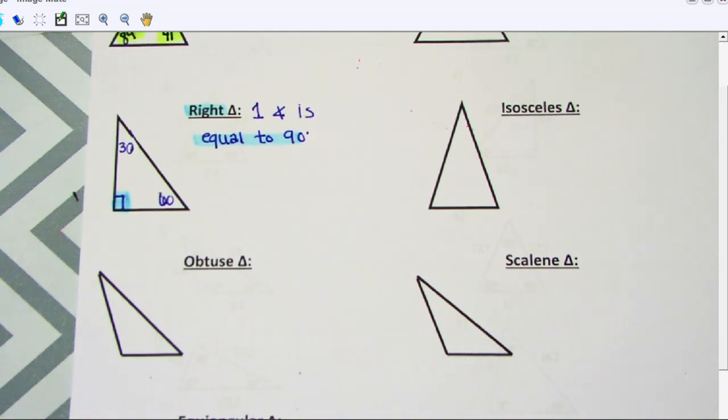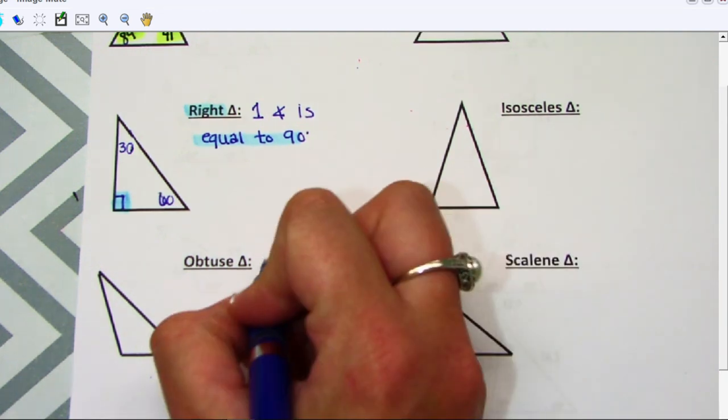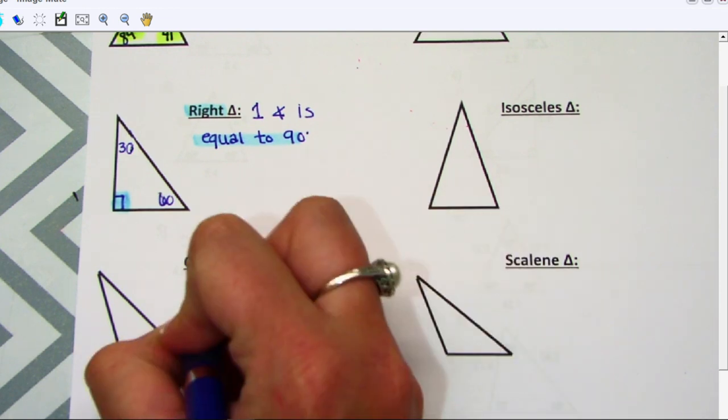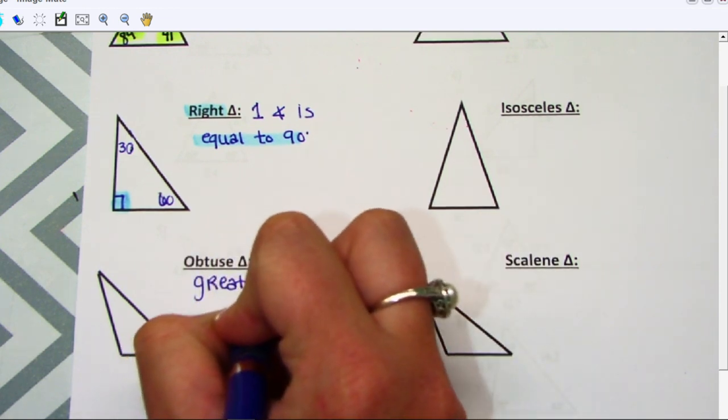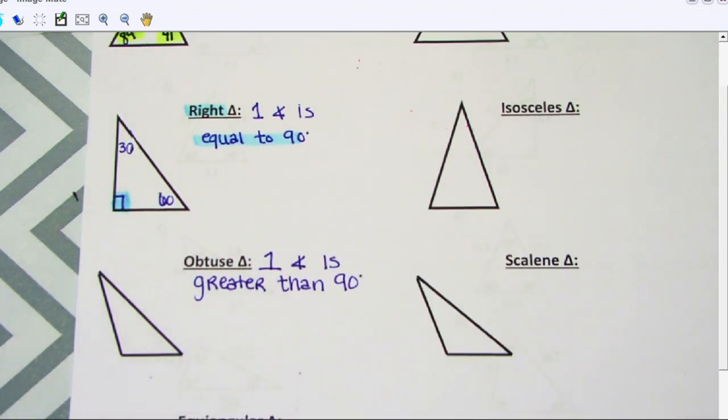Okay, what's an obtuse triangle? More than 90. How many angles are more than 90? Anything more than 90. Can all three of them be more than 90? Just one. So an obtuse triangle has one angle greater than 90. And obviously it's less than 180 because all the angles have to add up to 180.